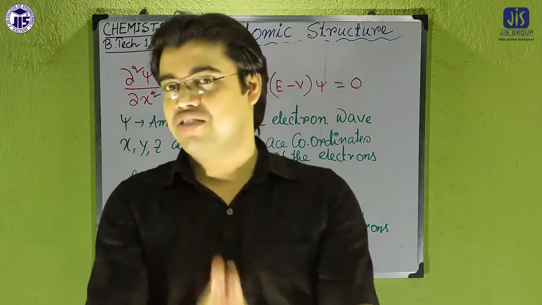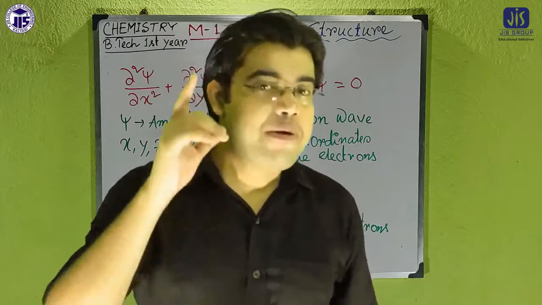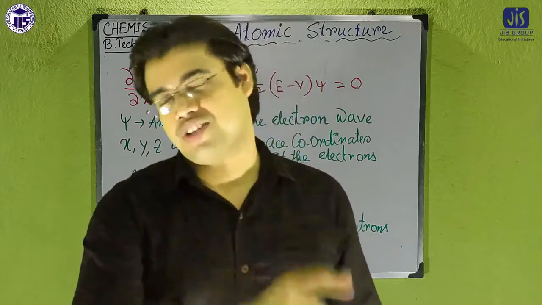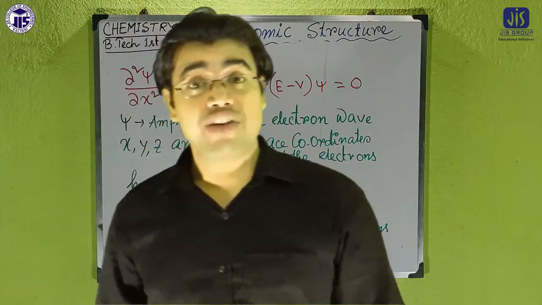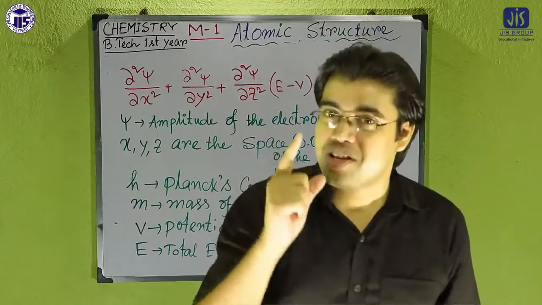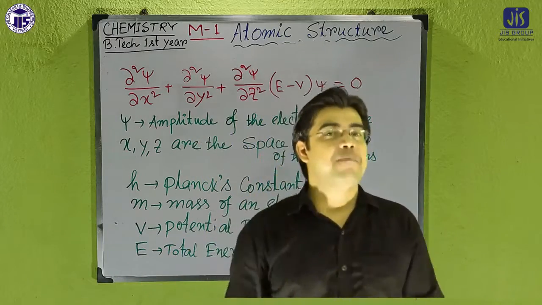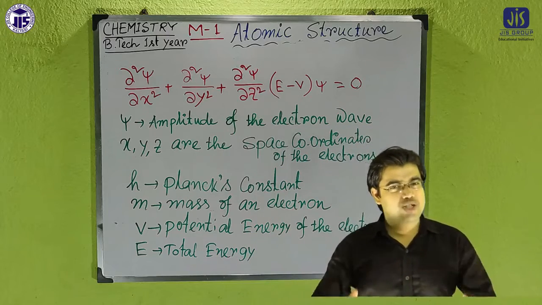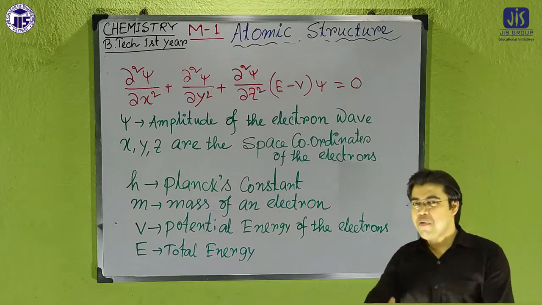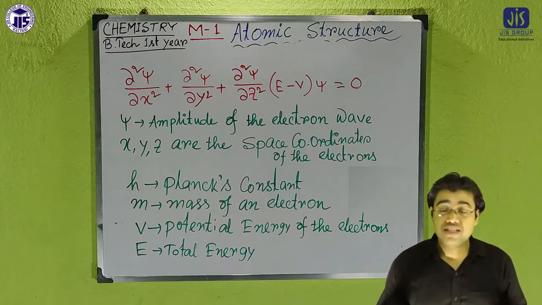And you know, in 1933, Schrödinger won the Nobel Prize for his famous Schrödinger wave equation. So what is the Schrödinger wave equation? The Schrödinger wave equation is: del square psi by del x square plus del square psi by del y square plus del square psi by del z square plus 8 pi square m by h square into (E minus V) equal to 0.